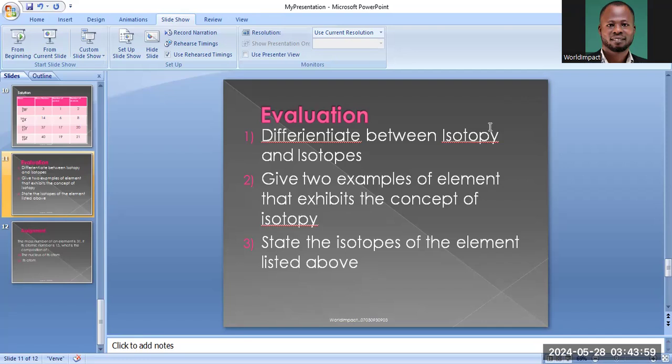That's what we're going to be looking at in our next lesson. And the final thing we'll be looking at in our next lesson is the calculation, how to apply the isotopic concept in determining the relative atomic mass of an element. But on this note, we draw the curtains of this lesson.